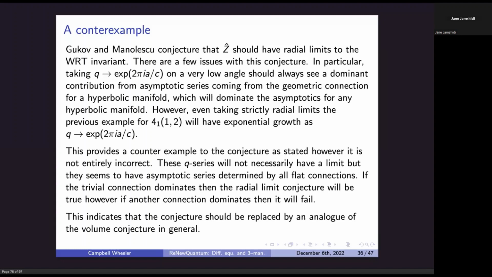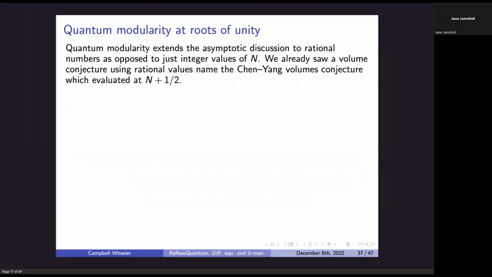If that is the dominant term, then of course their conjecture will hold. But in general, we'll see more interesting asymptotic series arise. And that's potentially fine, so it's not a big deal. The last thing I want to say on asymptotics is that we can actually lift this to many more terms, to more accuracy, when we take these angles using this quantum modularity.